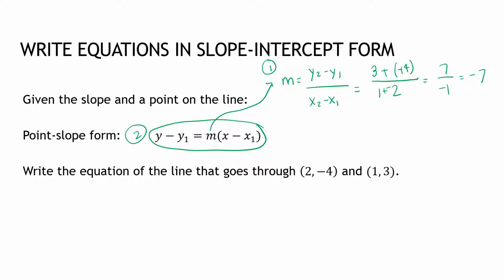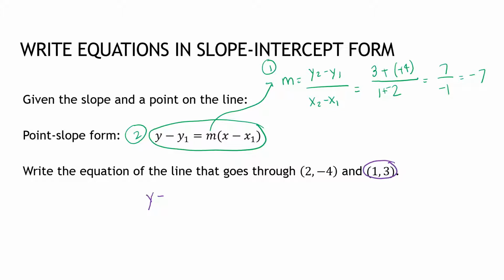So let's do y minus, and then a lot of people are like, oh, well, which one do I want to use? Well, it doesn't really matter. I typically choose the one that doesn't have any negatives, if there is one that doesn't have any negatives, but you could choose the point 2, negative 4, and your solution would be the same. I'm going to choose 1, 3.